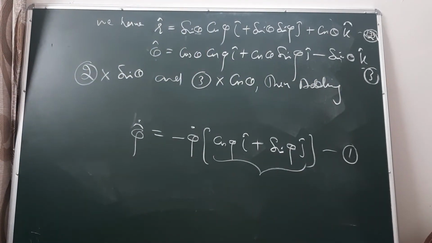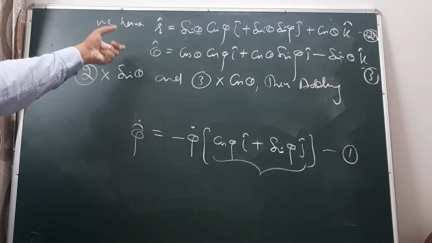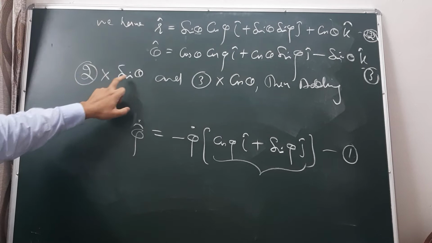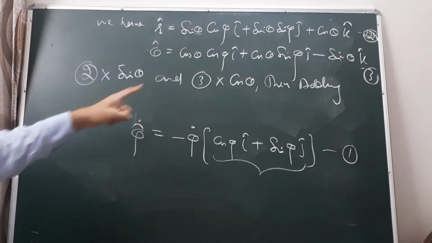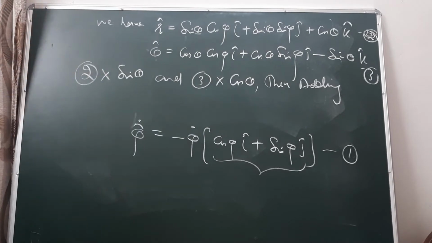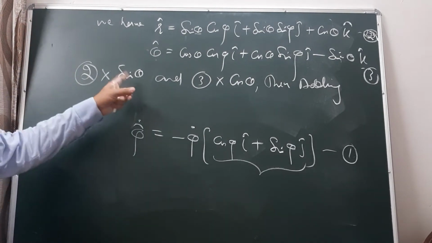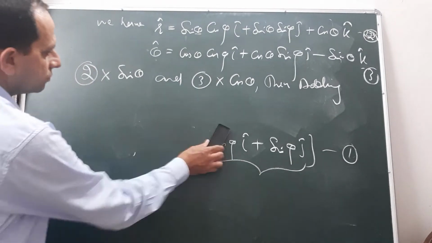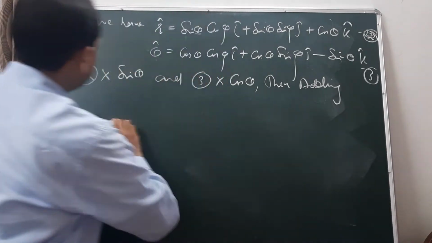So, you have to remember this step, that is you have to multiply equation number 2 with sin theta on both sides and equation number 3 with cos theta on both sides, then add. So we will get the result same as used in equation number 1. What will happen? What will be the result?